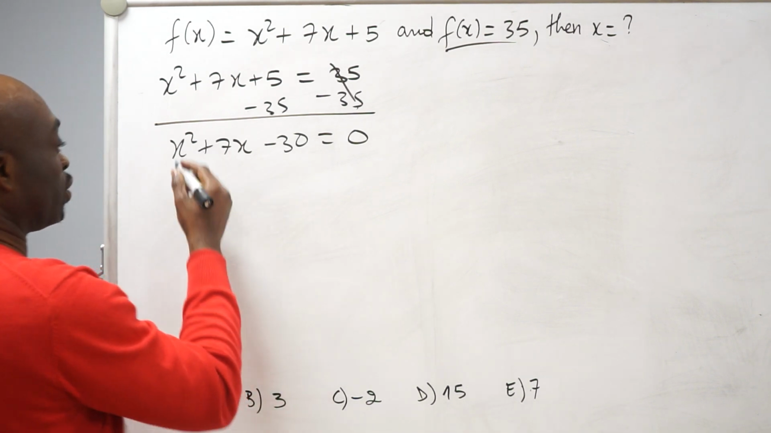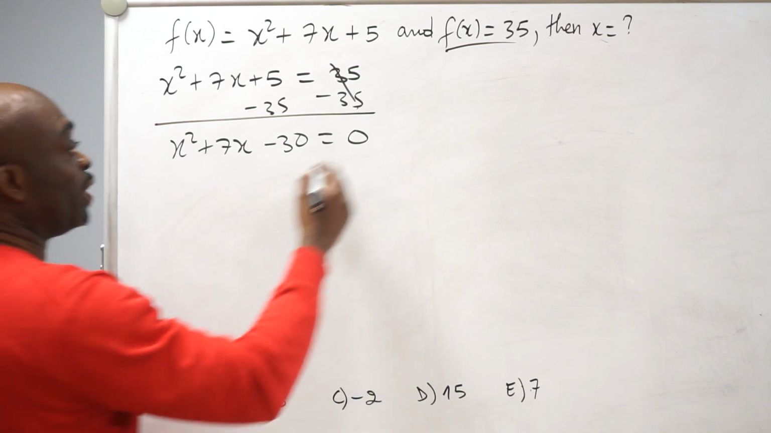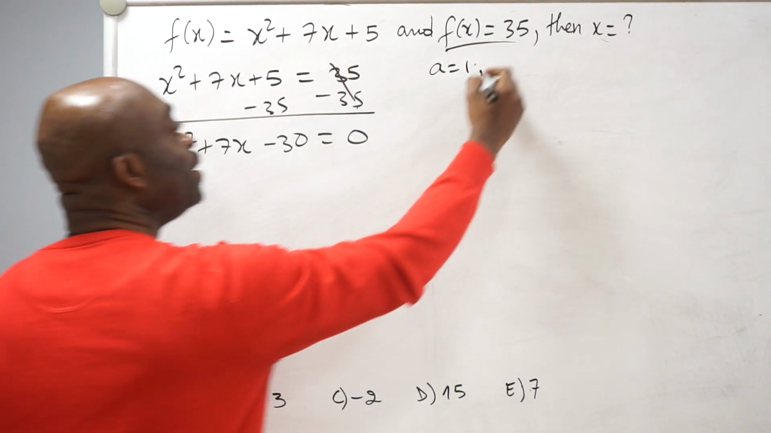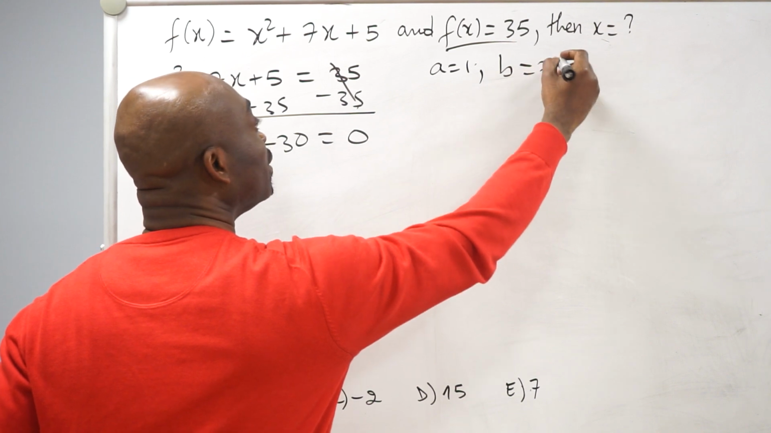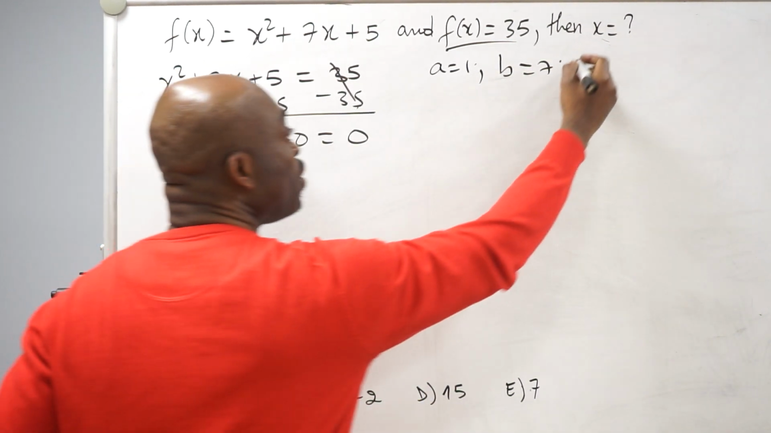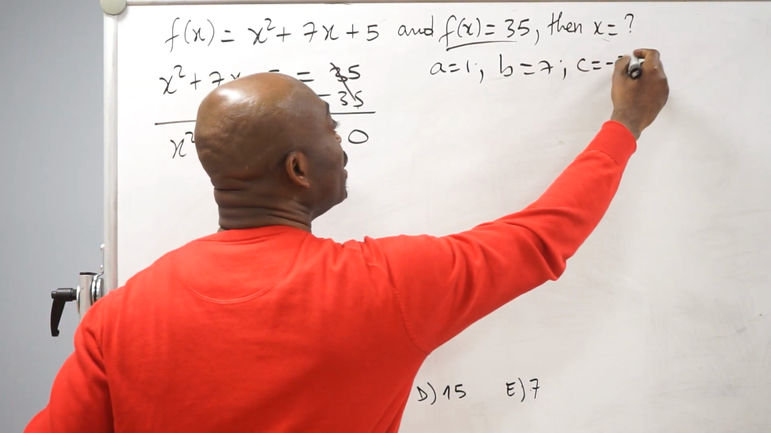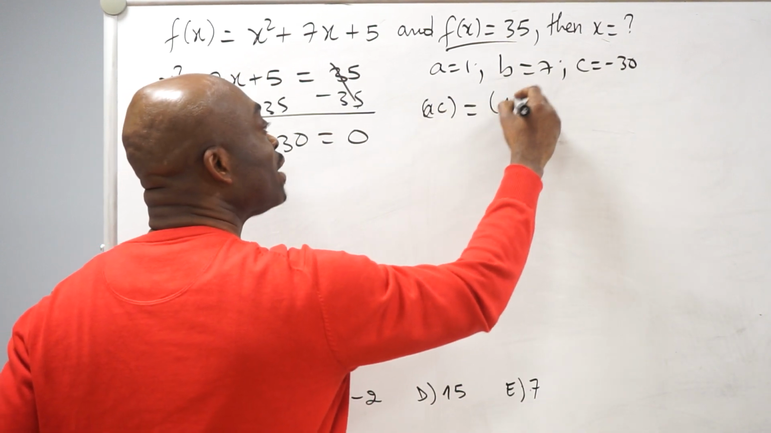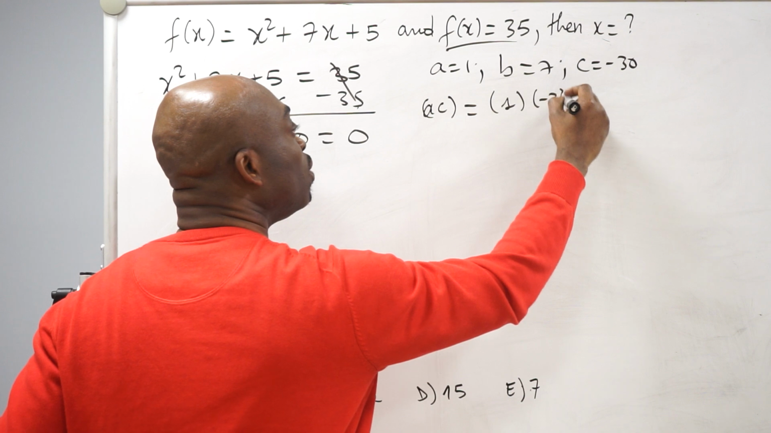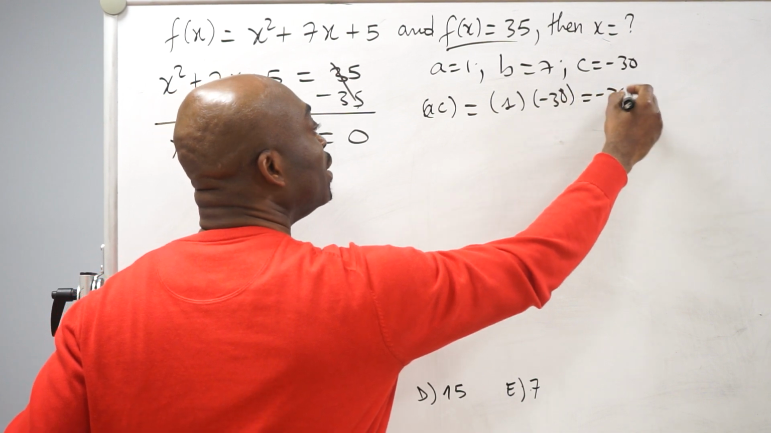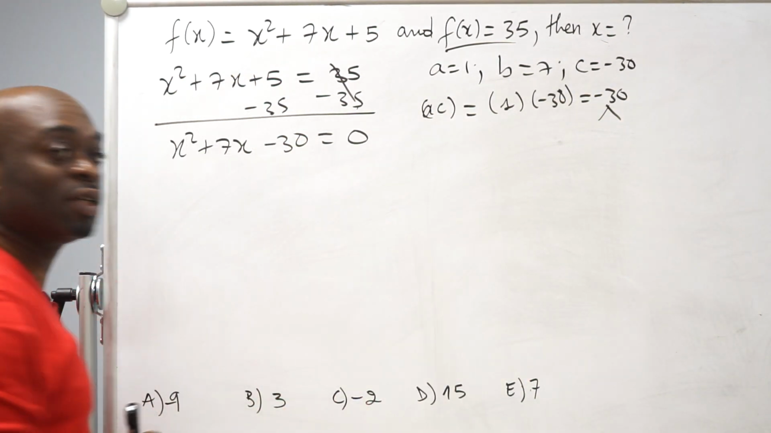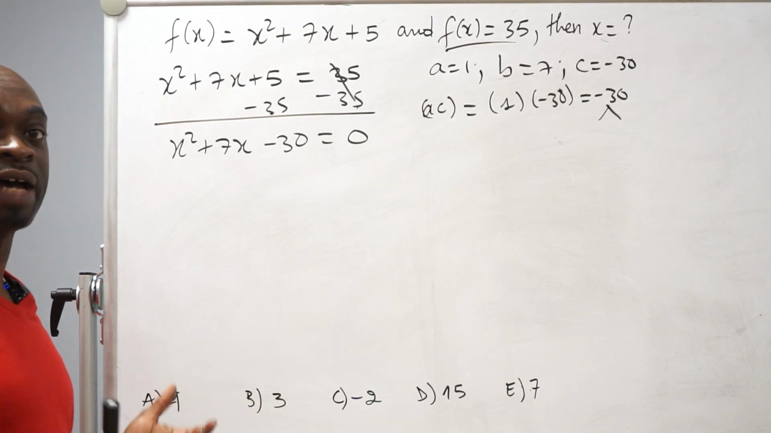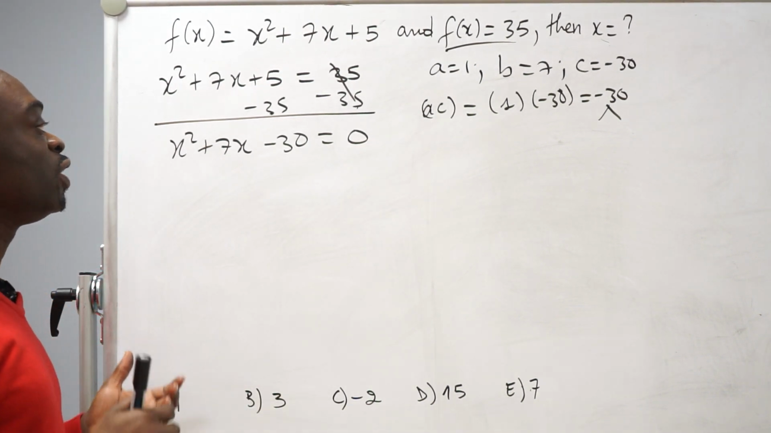So to factor it, we have a, which is 1, right, because there's nothing here, b, which is 7, and then c, which is negative 30. So we take the AC method, if you guys remember that. So that means 1 times negative 30, which is negative 30. And then we got to find two numbers. Two numbers multiply give you negative 30. The same two numbers add up give you 7. What could be those two numbers?